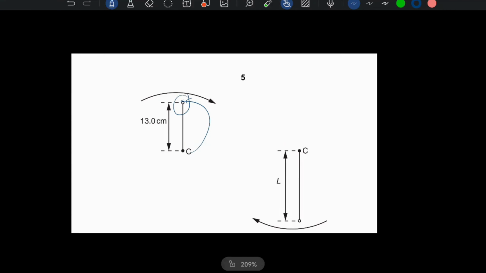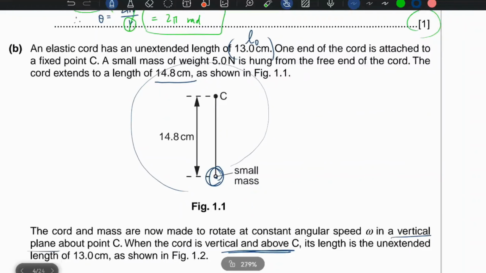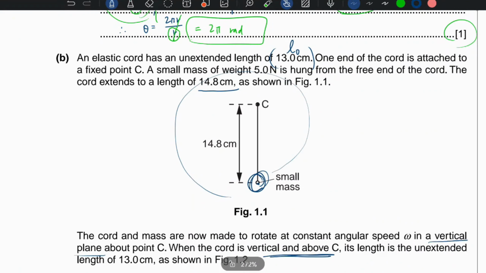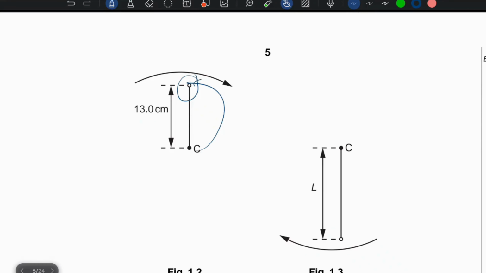Okay. So a few things to take note here. 13 cm is the original length, 14.8 when it's hung freely at the bottom of point C. And when it moves in a vertical circle, and when it reaches a point above the point C, it goes back to its original length, which is 13 cm.